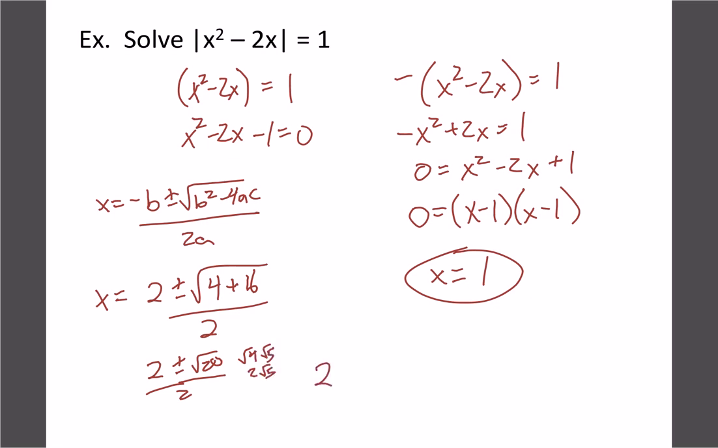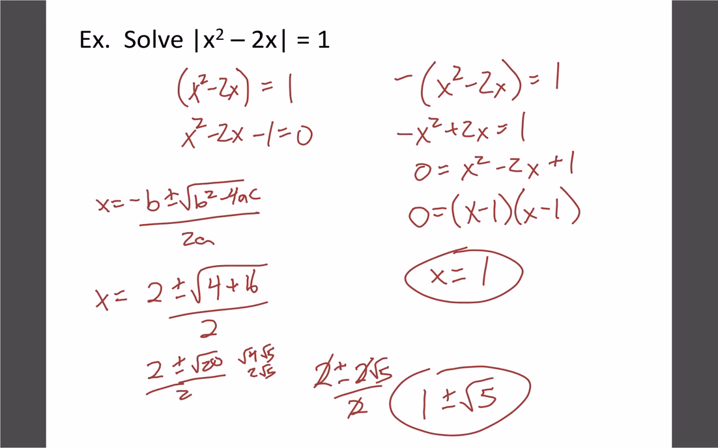So this one actually simplifies to 2 plus or minus 2 root 5 over 2. And we can actually cancel out all the 2's. So our final answer is 1 plus or minus root 5. So that would be our exact solutions for those two. Once again, we should plug them both in to see if they actually work.